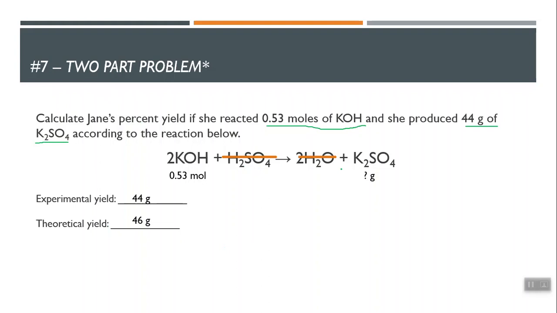And from your calculations, you should have gotten 46 grams, right? So theoretically, she was supposed to get 46 grams. She actually got 44 grams. Go ahead and plug it into the formula. Percent yield is equal to E over T times 100. What is her percent yield? 95.7%. She had a pretty good experiment. All right, and that's it for stoichiometry.